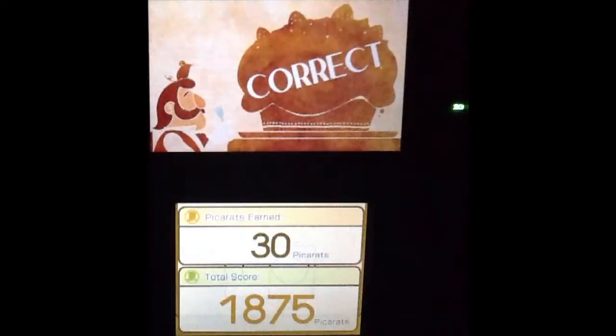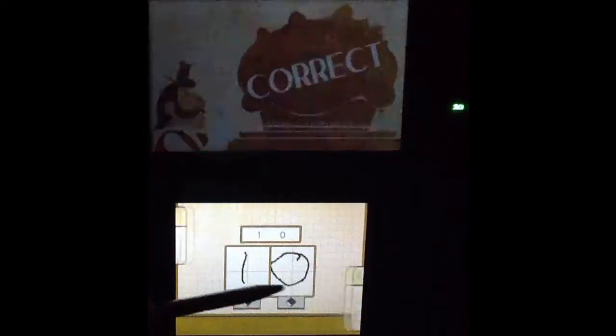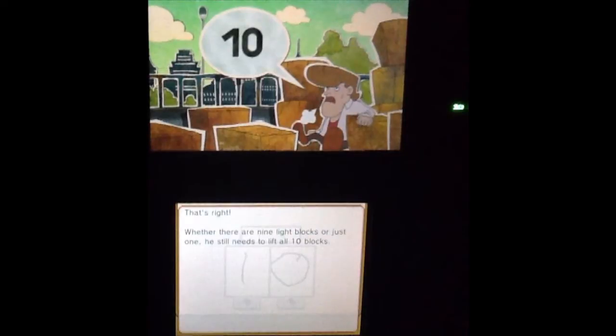Listen to this, Hershel. Every puzzle has an answer. Like I said, it's basically common sense. You need to lift 10 blocks to figure out how much these 10 blocks weigh.